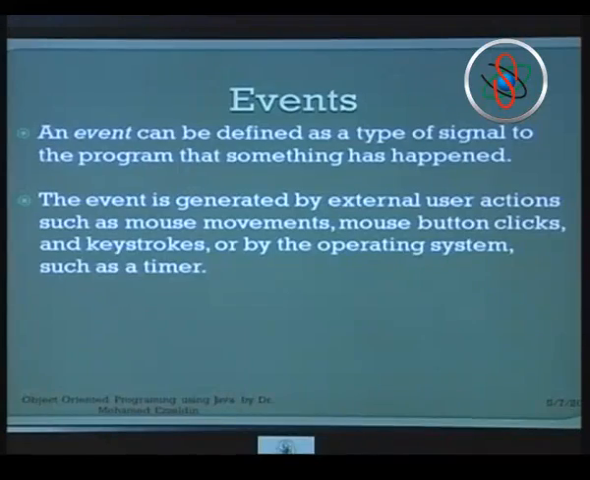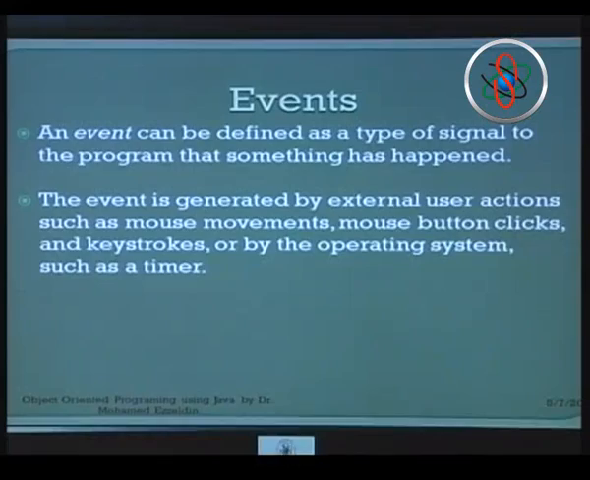So what do we mean by event? An event can be defined as a type of signal to the program that something has happened. For example, the mouse moves from one position to another, which means we are speaking about moving the mouse. There is an event: moving this cursor or this pointer from this place to another place.